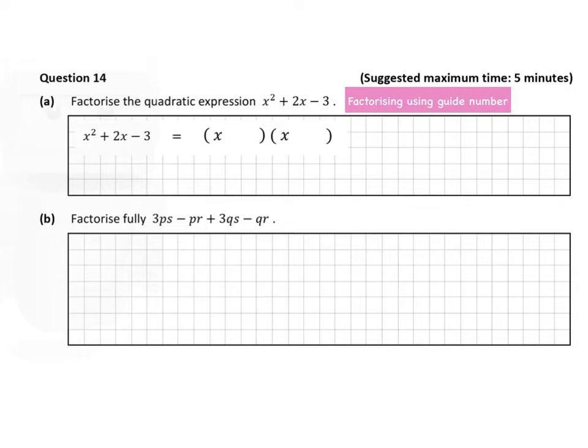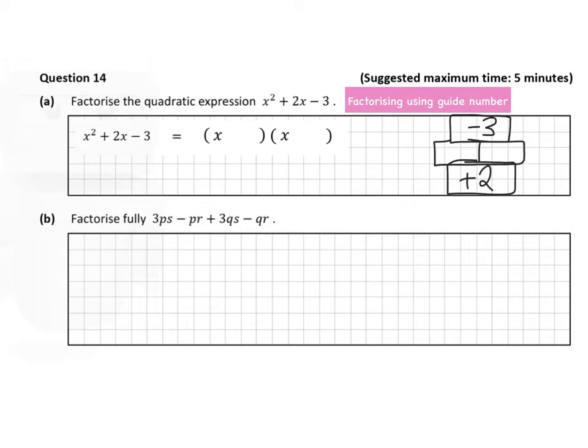The way guide number works is, you would have seen it from the video, you would have had a -3 as your number you base it off. And what two factors of -3 will give you 2? Okay, so put a box around your -3, put a box around your +2, and let's establish what two factors of -3 will give you 2.